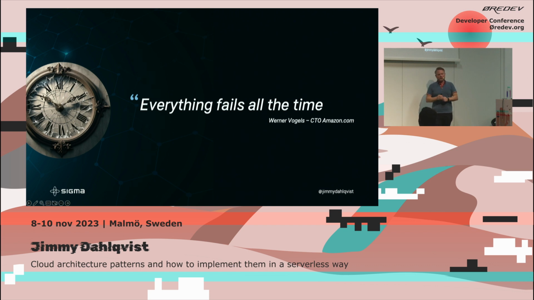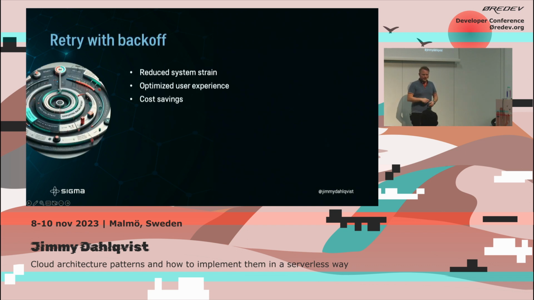But at the same time, we don't want to retry over and over and over again, because if we have a failing service, stressing that service with retries doesn't help it become healthy again. On the other hand, it keeps helping it fail. So what we want to do is retry, but with backoff. That helps us reduce the system strain, optimize the user experience, and save cost by not burning CPU cycles.